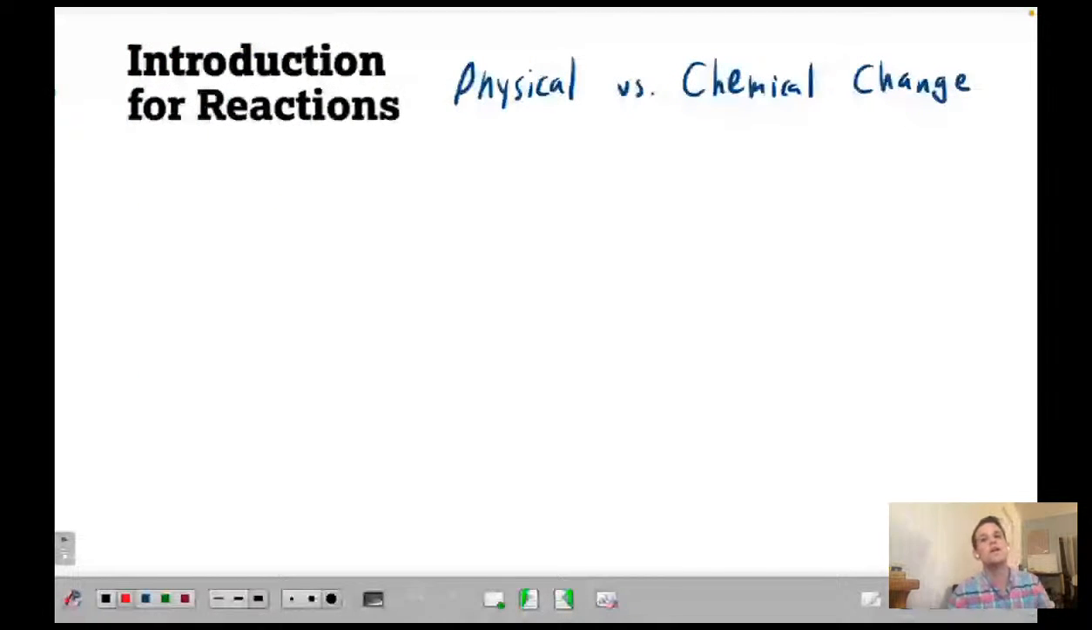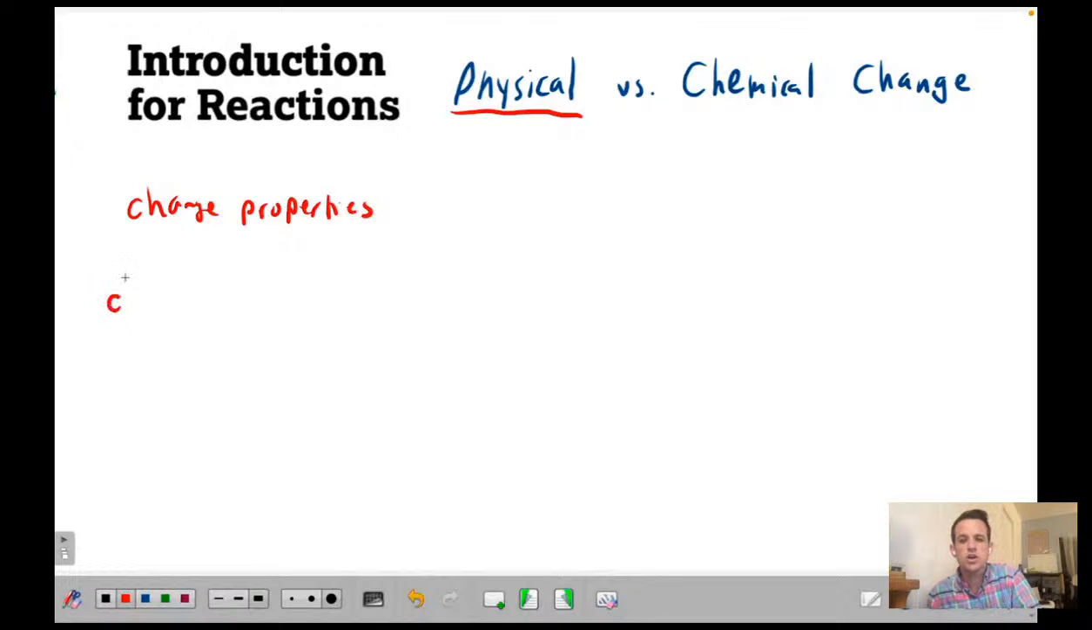So according to their outline, introduction for reactions. The big thing here is physical versus chemical change. So remember, a physical change is something that could change the properties, but it's not going to change the composition. That means that if it's H2O, it's still H2O.